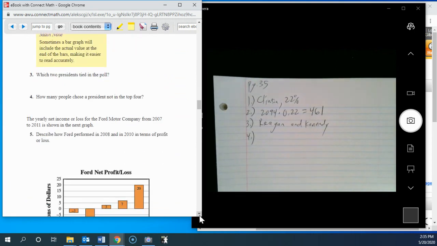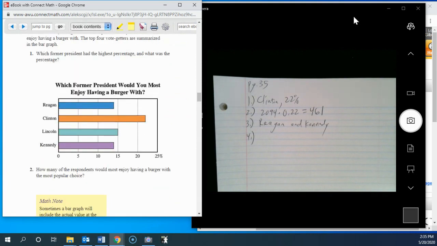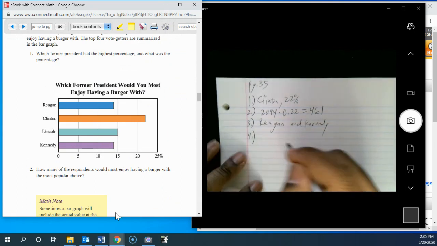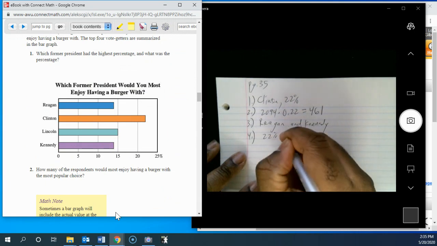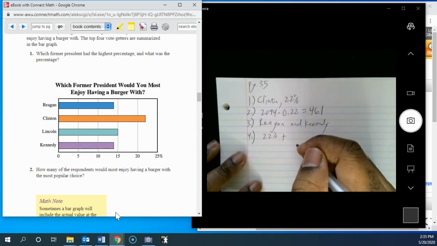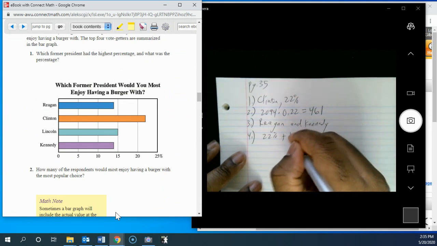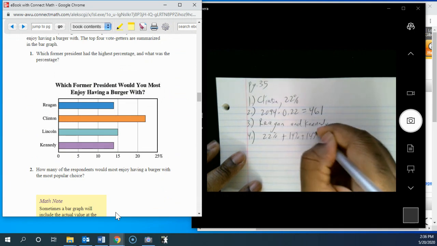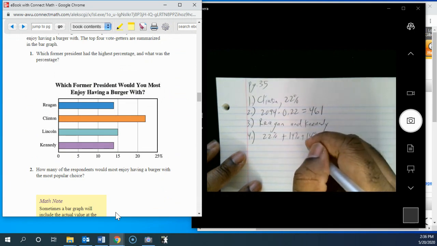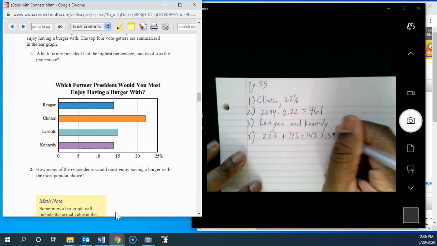How many people chose a president not in the top 4? Now, this is where it gets a little tricky, because this graph here only deals with the top 4. It doesn't deal with all of the presidents. So what we would need to do is get the percentage of everyone that's in the top 4. So we already had Clinton at 22%. Reagan and Kennedy, if you look, they're about 14%. So we could put both of them down at 14%, so they are the same. And then finally, Lincoln is at 15%.